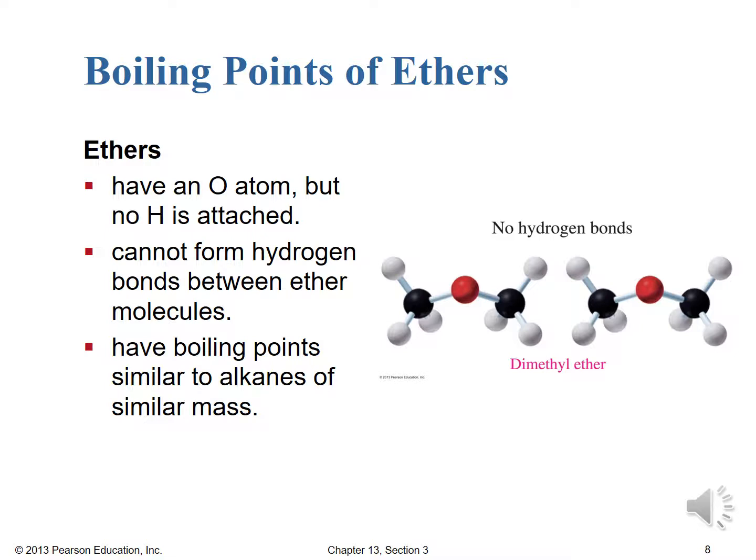So in terms of the pure ether, they can't form hydrogen bonds between other ether molecules, and as a result, they have much lower boiling points and melting points than the alcohols would be, but they tend to be pretty much in line with alkanes of similar mass. So we've replaced a carbon with an oxygen compared with the alkanes, but again, the oxygen doesn't have the other hydrogens on it, so the mass is pretty similar. So a dimethyl ether might act a lot like propane in terms of its boiling point, for instance.